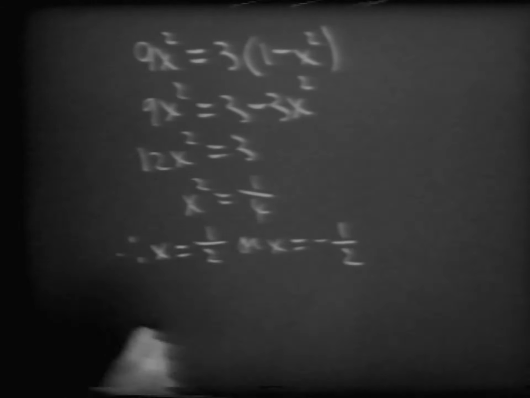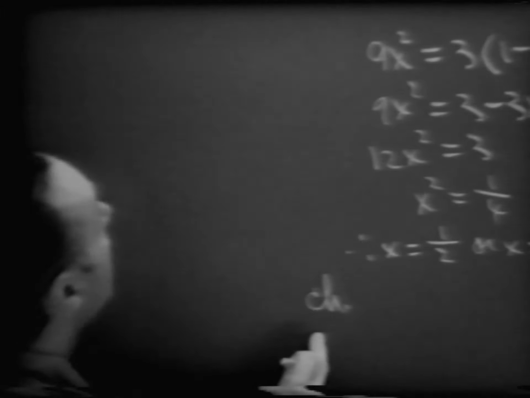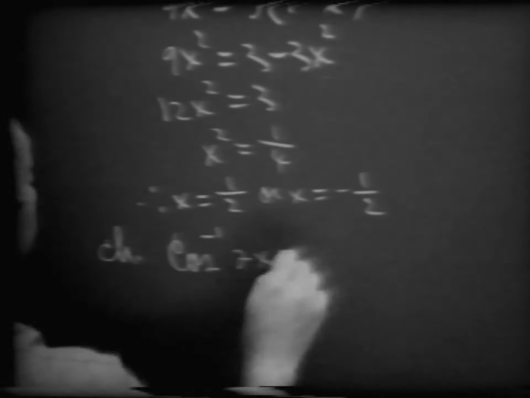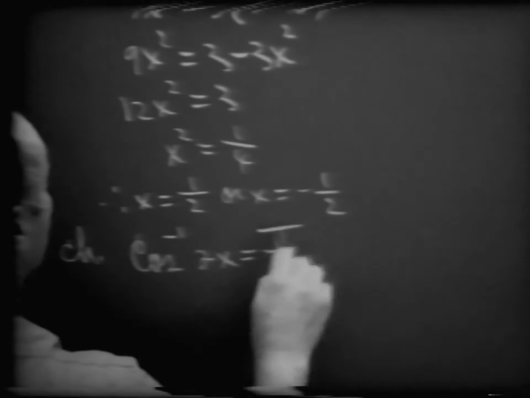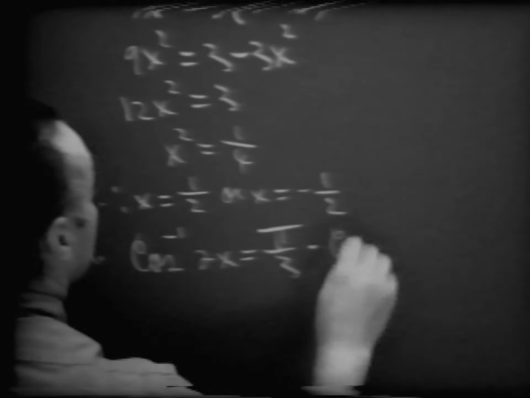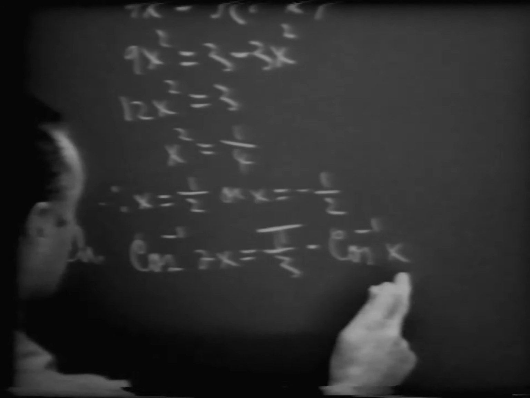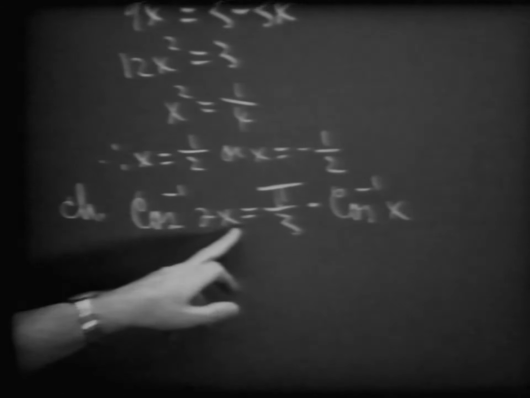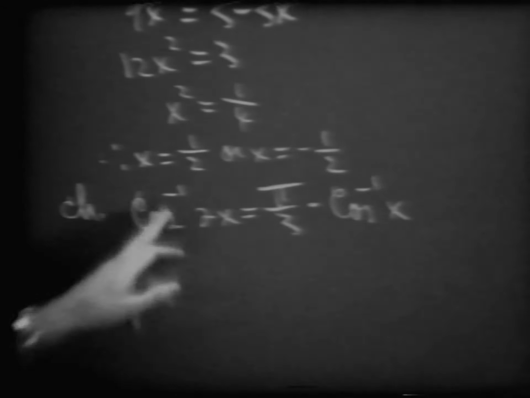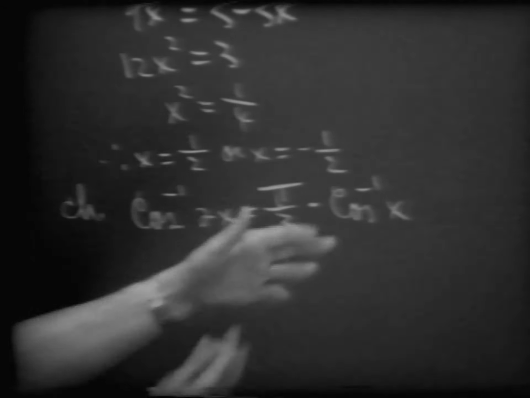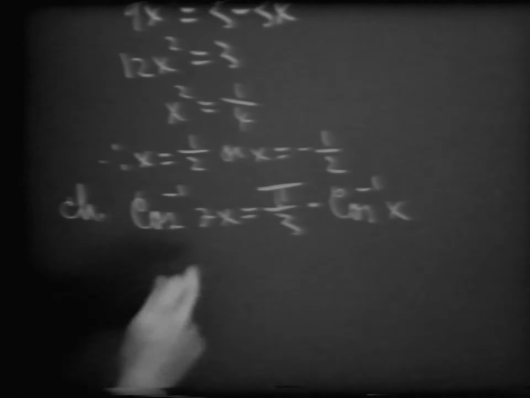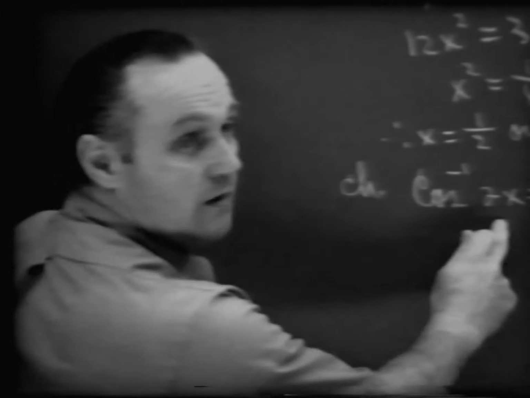And here is a case where I believe we need to check. Now let me write down the original equation, which is the inverse cosine of 2x is equal to pi over 3 minus the inverse cosine of x. Now let's just substitute 1/2. Well, if x is 1/2, 2 times 1/2 is 1. The inverse cosine of 1, over the domain of the inverse cosine function, must be equal to what number? Careful. It must be 0.